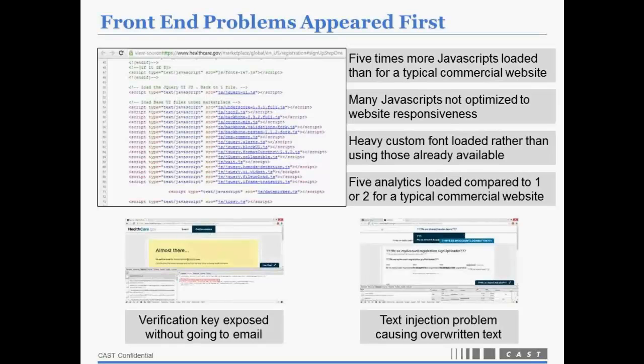And then, digging a little deeper, we saw some issues that we've actually reported back to the CMS team, and they've since fixed, so we can talk about them. But there's some issues with the verification key being exposed right in the website without having to go to email. So you could basically take that key from the website if you're a hacker and spoof others' accounts and create all sorts of havoc. That's been fixed.